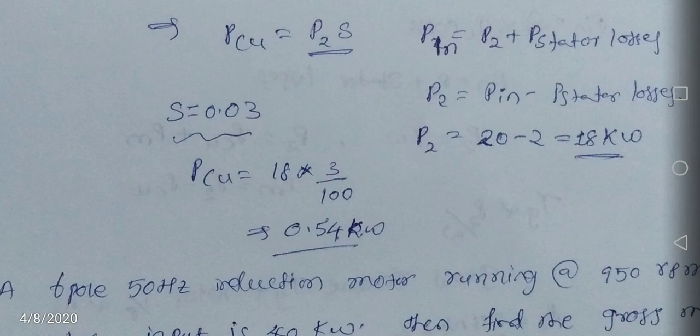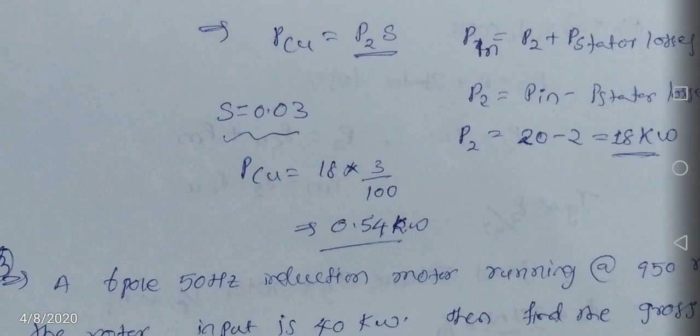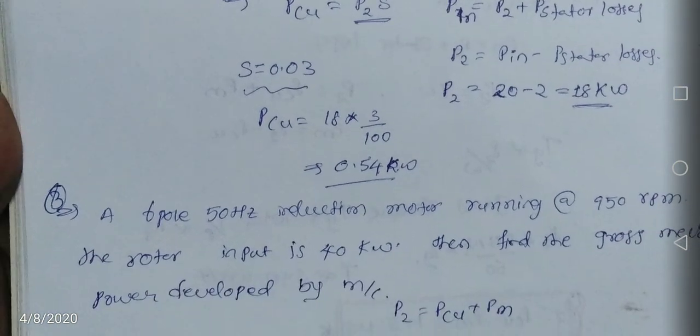18 kilowatt. So the answer is the copper losses. Rotor copper loss equals 0.54 kilowatt.